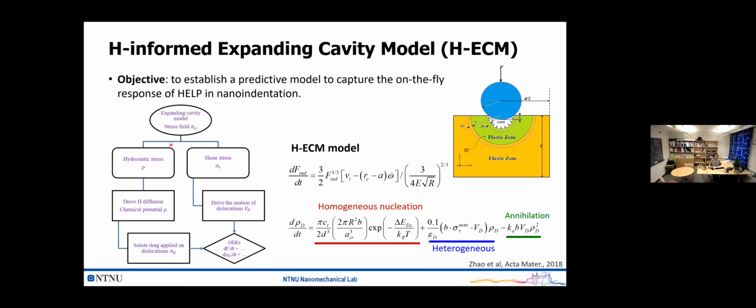And in this flow chart, I show you how to involve the hydrogen actually. In the original ECM model, we have the stress field, but then we can decompose it into two components: hydrostatic stress, which will drive the hydrogen, and then induce the solute drag to the dislocation. Well, the second component is the shear stress part, which will drive the dislocation mobility.